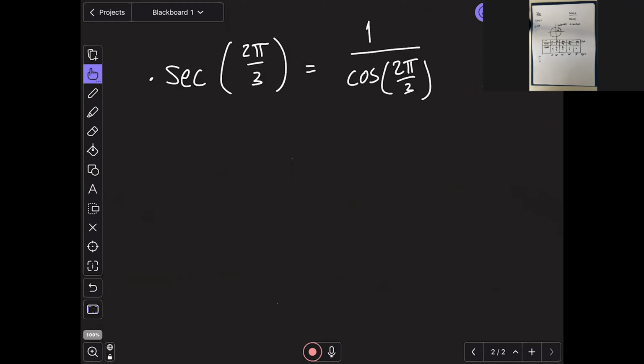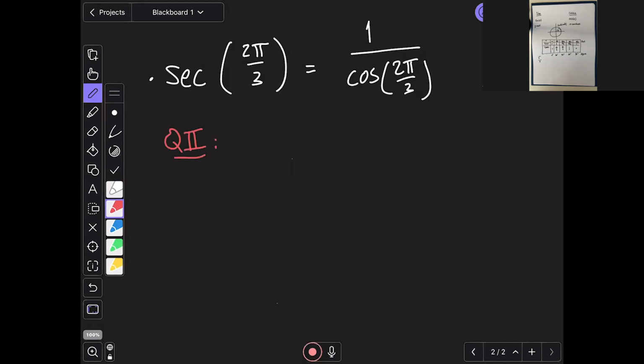Well, the reference angle is pi over 3, right? Yep, the reference angle for this one would be pi over 3. But that's in the second quadrant. Correct, so it's going to be negative because it's cosine. Yep, in quadrant 2, cosine is negative. And you're exactly right, the reference angle is pi over 3.